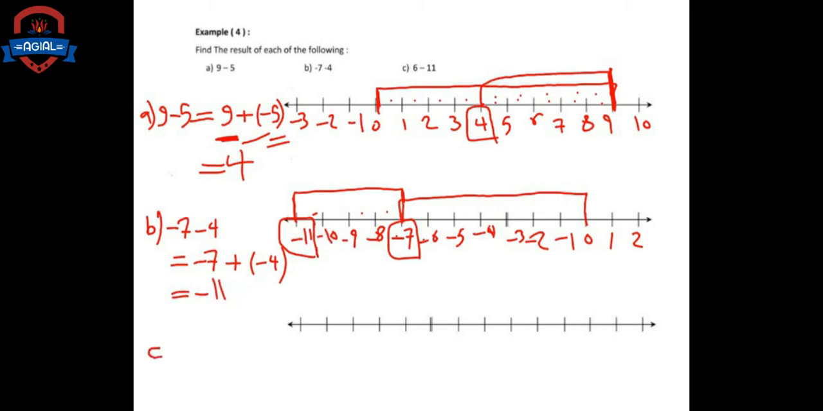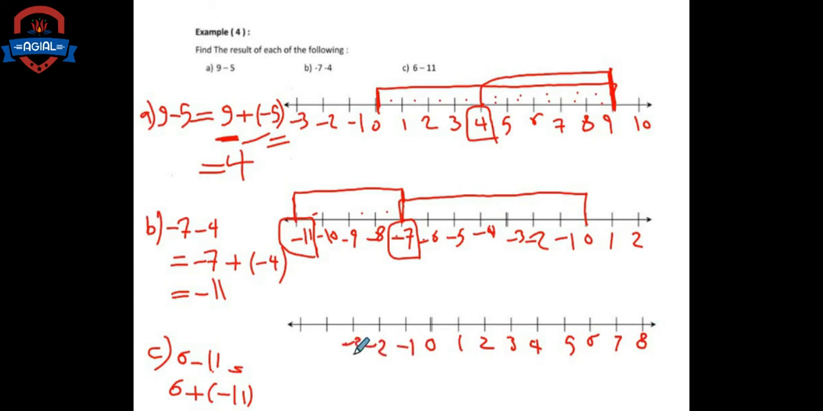Letter C. 6 minus 11. 6 minus 11 equals 6 plus negative 11. So we represent the set of integers on the number line. We have 0 and to the right 1, 2, 3, 4, 5, 6, 7, 8, and so on. We have to the left negative 1, negative 2, negative 3, negative 4, negative 5, and so on.